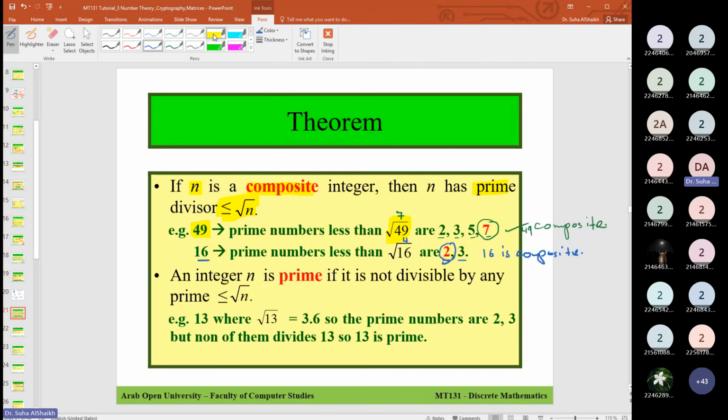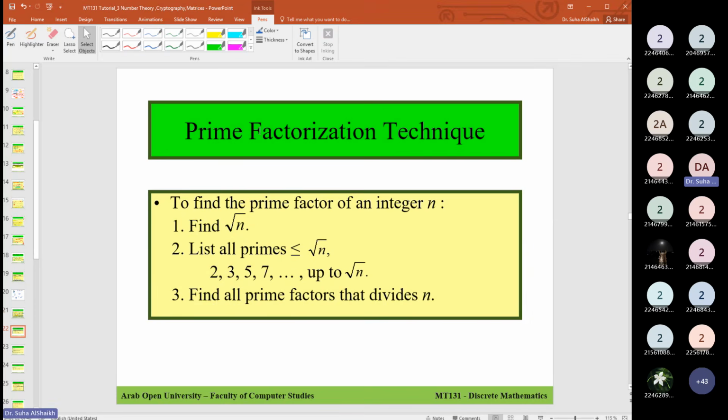For 13, for example, is 13 prime? What is the root of 13? It's about 3.6. What are all the primes less than 3.6? They are 2 and 3. 2 does not divide 13, and 3 does not divide 13 as well. Because none of them divides 13, this means 13 is prime now. It's not composite. So those are the methods.